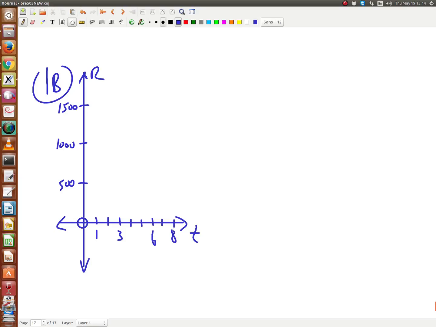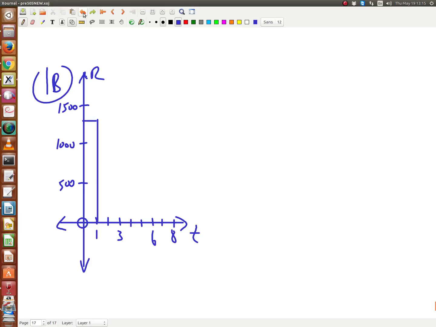Now R of 0 was about 1340. Let's say that's here. I'm going to draw it that high, roughly. R of 1 was 1190. Let's say that's this high. Okay, roughly. R of 3 is 950. Let's say that's this high. Oh, wait, I did it wrong.